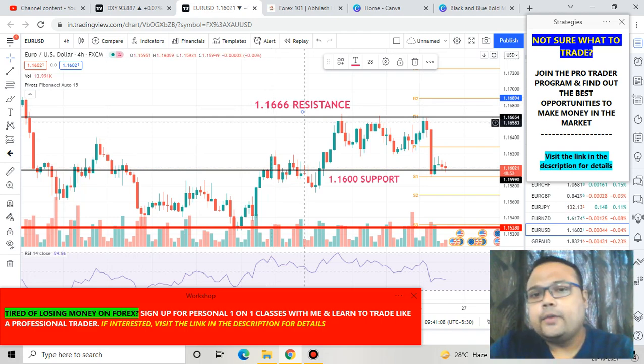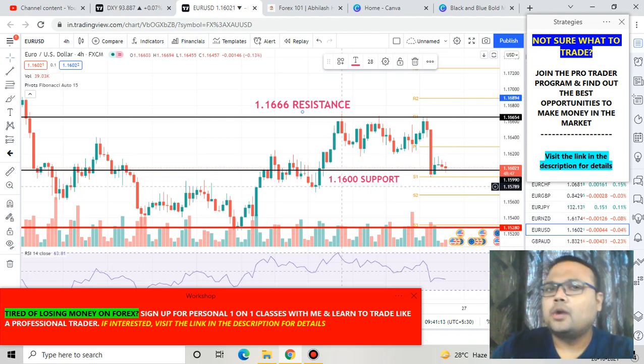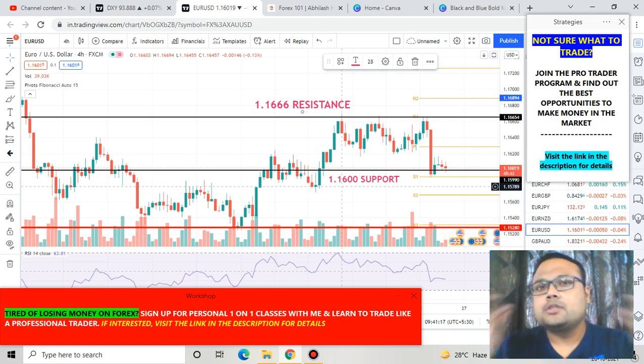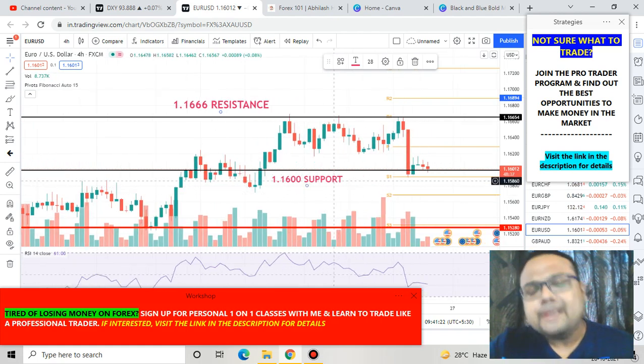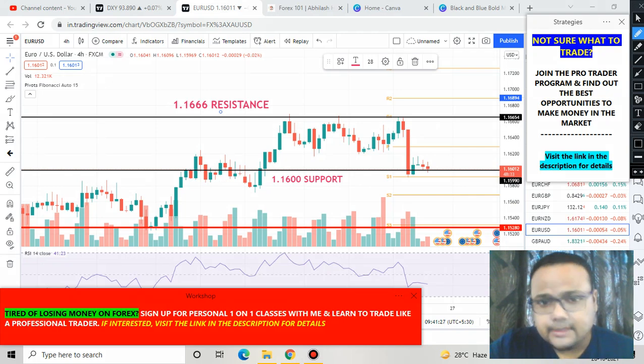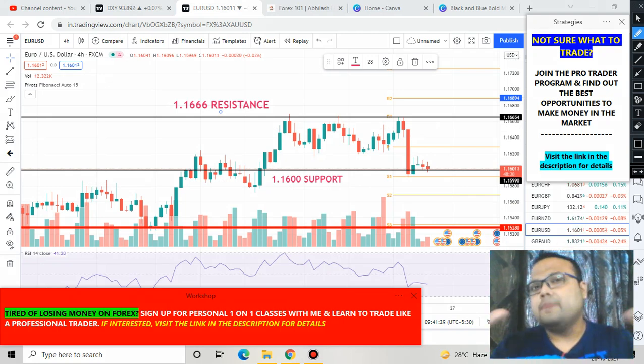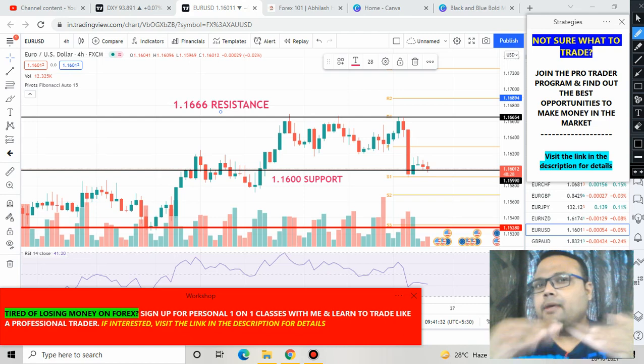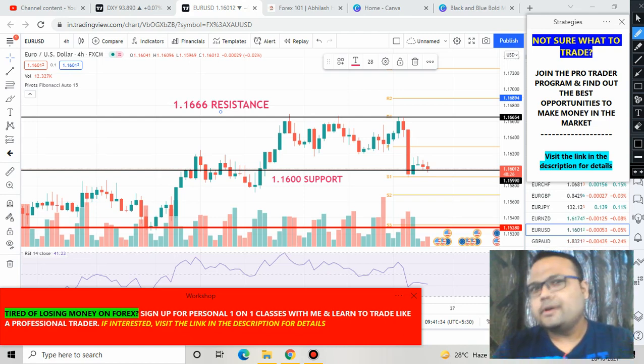And on the other hand, we had 1.1600 as the support. To be honest, 1.1600 was not at all a very strong support. In fact, still it is not a very strong support. But what makes it important is that it is also the 50% retracement level. Yes, the 50% retracement level has some importance, apart from being normal support. This is the main reason why it is able to hold the market here right now.